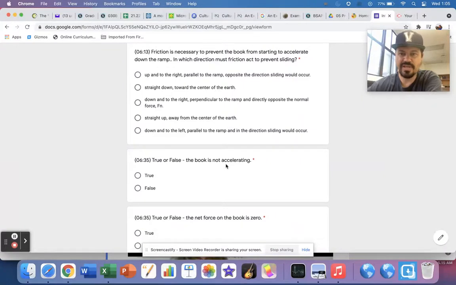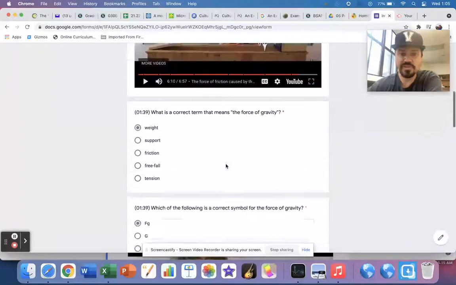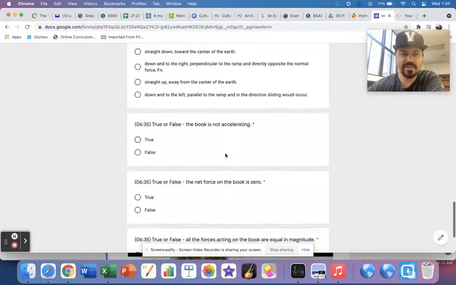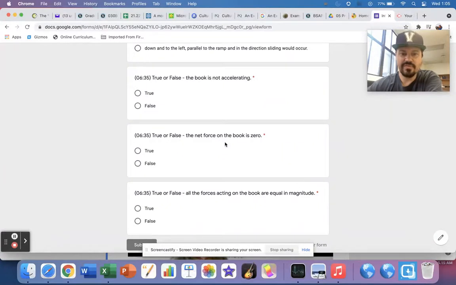True or false, the book is not accelerating. It is true. The book is just sitting there. It is not moving. It's not changing its velocity, and so it's not accelerating. It's just at rest the whole time. The net force on the book is zero. Also, that is true, and it's not accelerating. Right? So that's how you can tell.